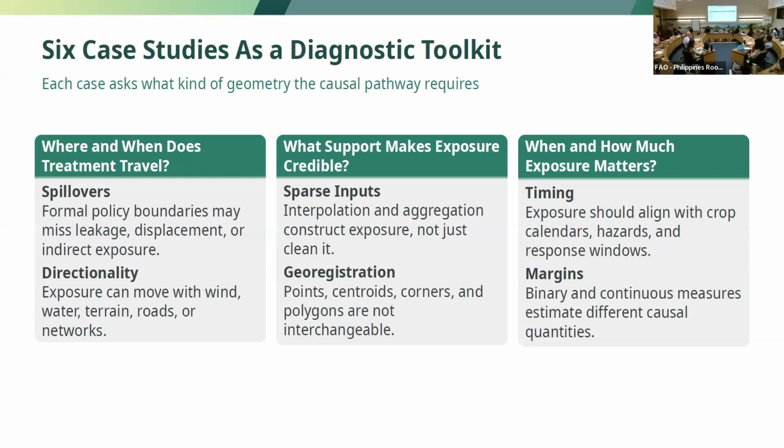So we talk about spatial spillovers. We talk about the directionality of treatment. What happens when you have sparse inputs and you need to interpolate missing values or aggregate values up so you don't have sparse data anymore? We talk about geo-registration, these displaced points. How does that affect your estimates? What's the timing of exposure? What's the crop calendar look like? In this morning's session, some of the data was at a 2-week time step. Some was aggregated up to the cropping calendar. Some of it was divided into a growing stage and a planting stage. Some of it was annual.